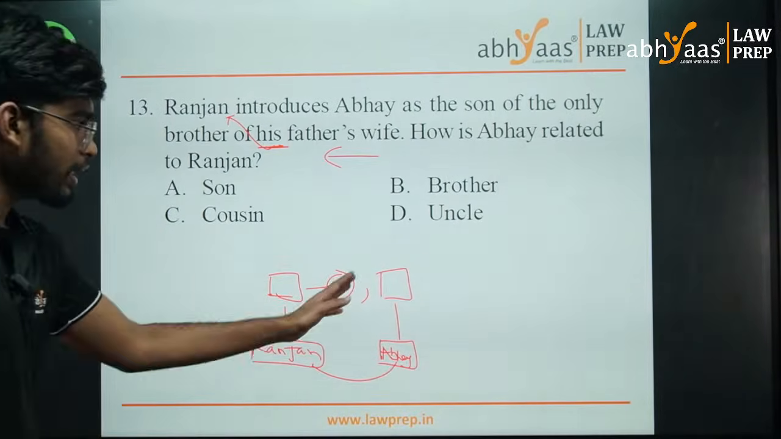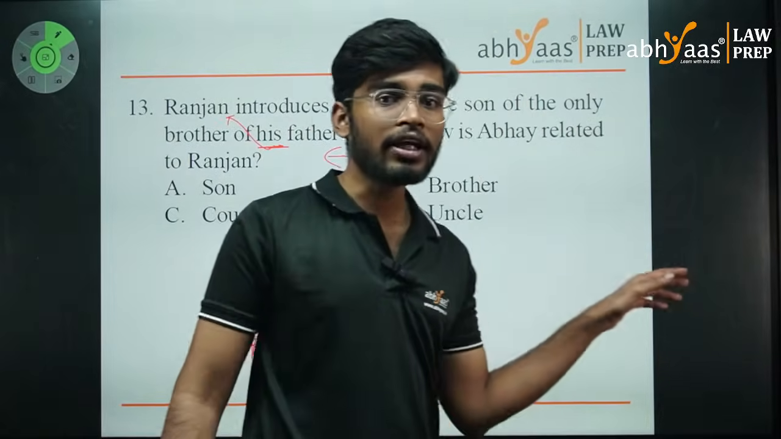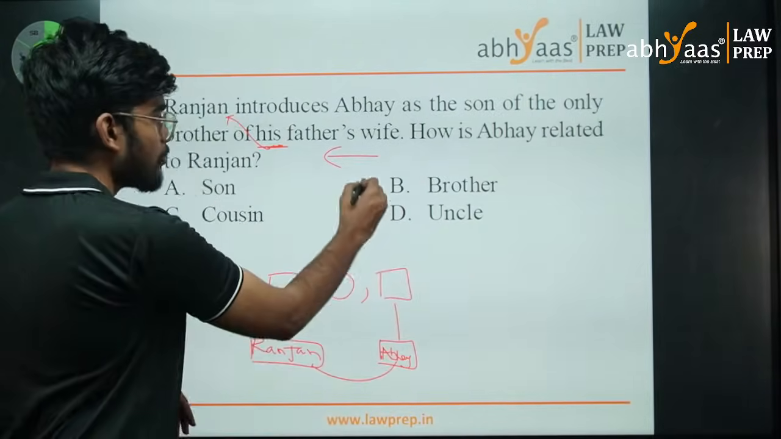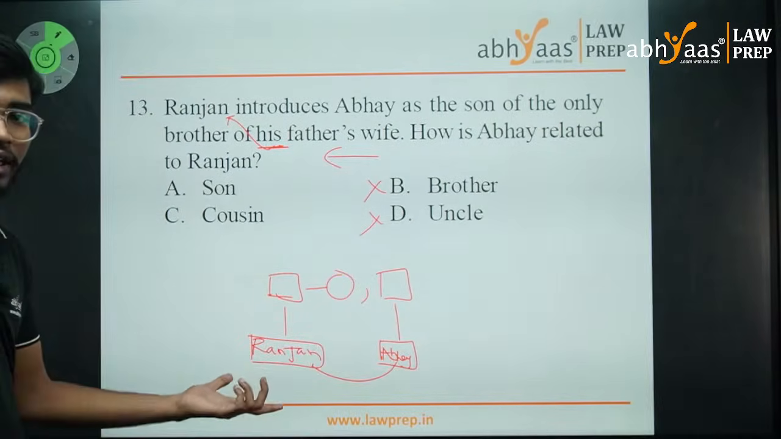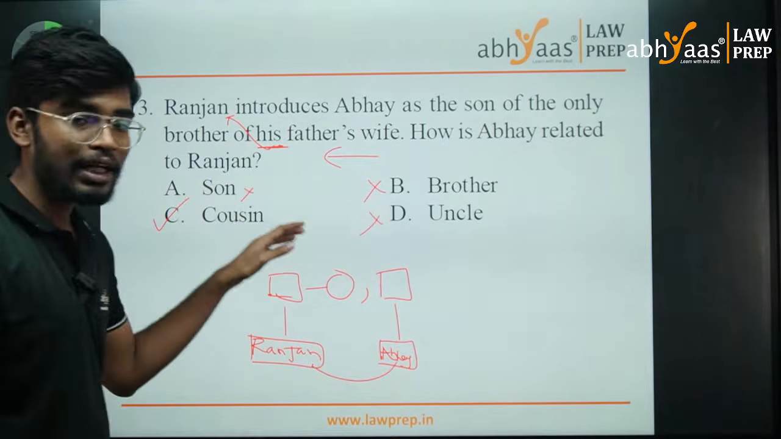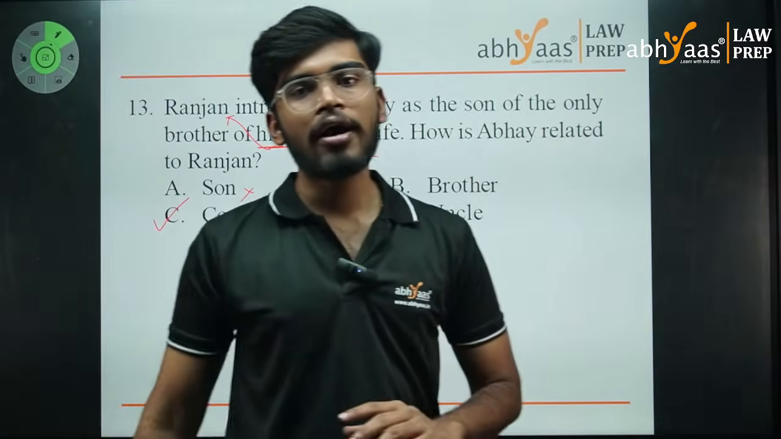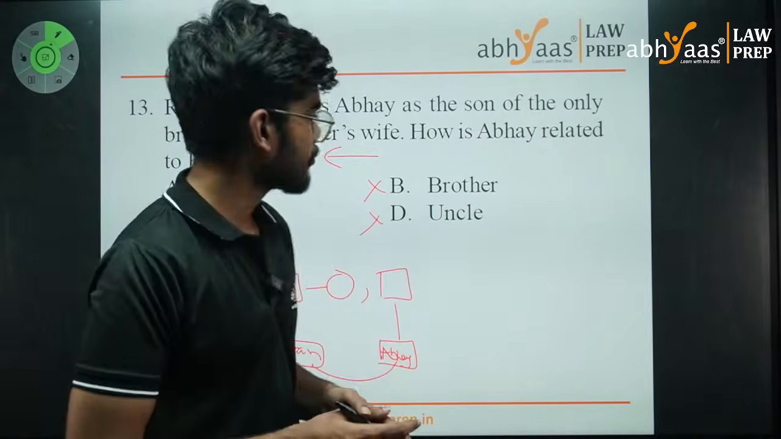We cannot say it as brother. If you answer this as brother, it is wrong because they are not having the same parents. So brother is wrong. Same generation, so it cannot be uncle. Next, same generation, so it cannot be a son. So option C is the answer. In the case of blood relations, you can also proceed with option-wise elimination if you feel that it is time consuming.